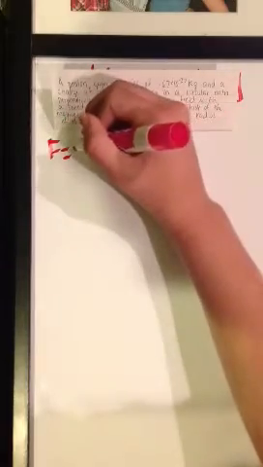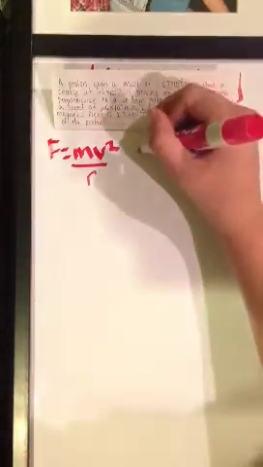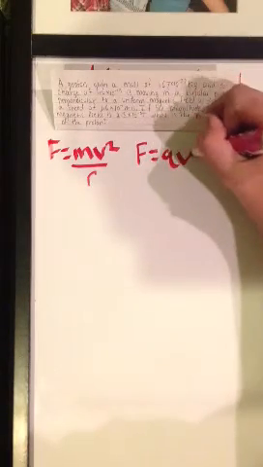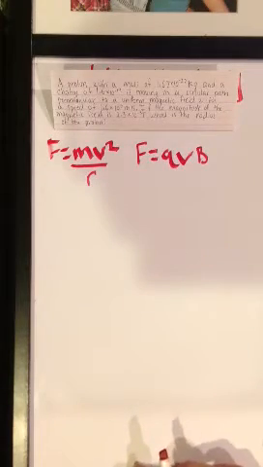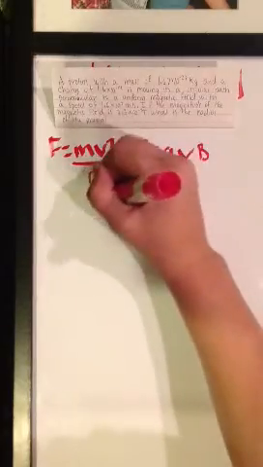For this, we have two equations. First, we have force equals mass times velocity squared over the radius. And then we have force equals charge times velocity times magnetic field. If we set these equations equal to each other, because they both have the force, we can do this as so.